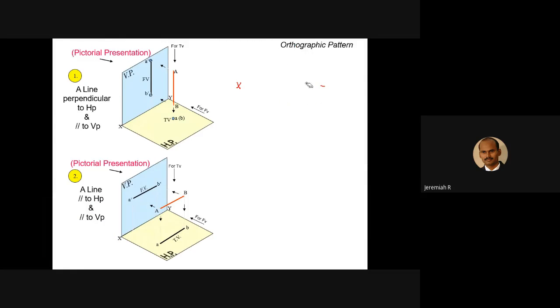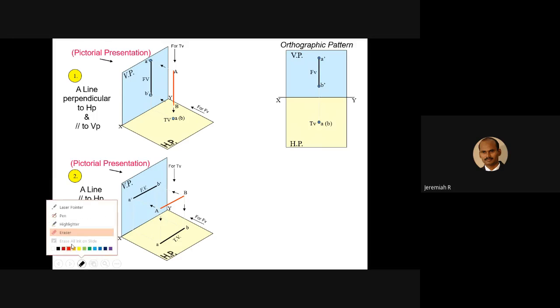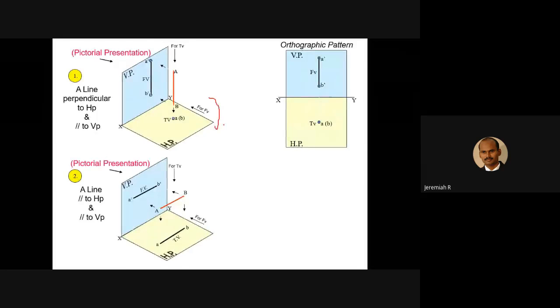So front view and top view, just watch it. In the front view you will get A dash, B dash, a vertical line. In the top view you will get a dot. What is the rule for the first angle position? You have to rotate this horizontal plane clockwise by 90 degrees. Similarly, here we'll get a straight line A dash, B dash above the XY line. Below the XY line we'll get AB.